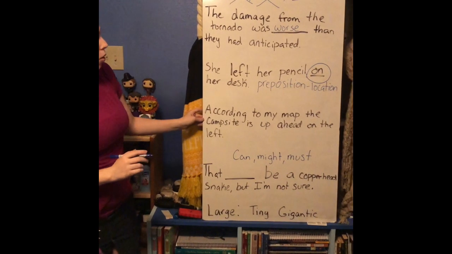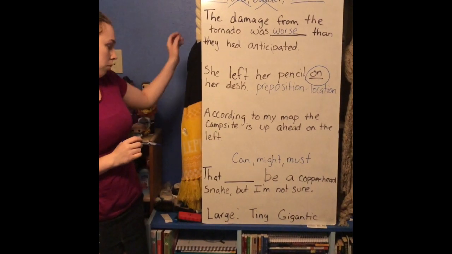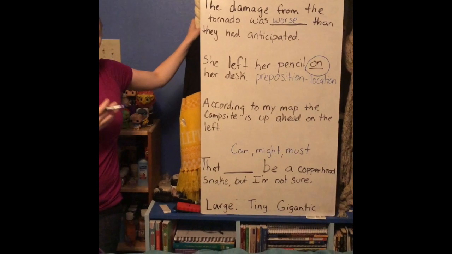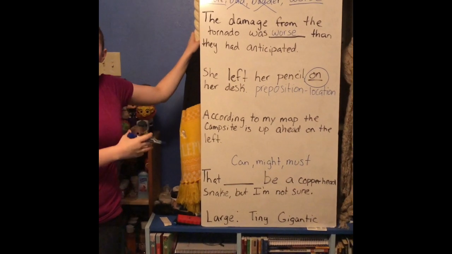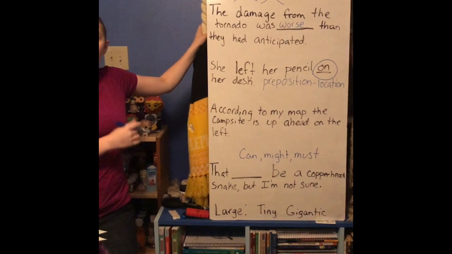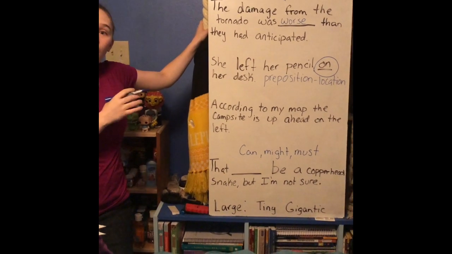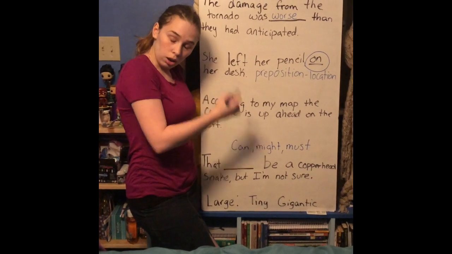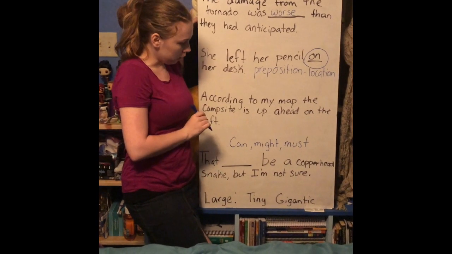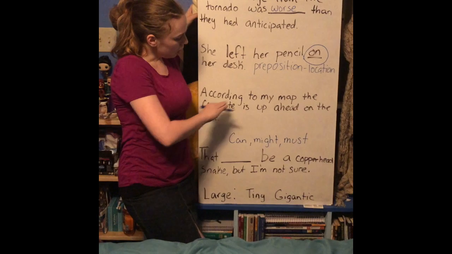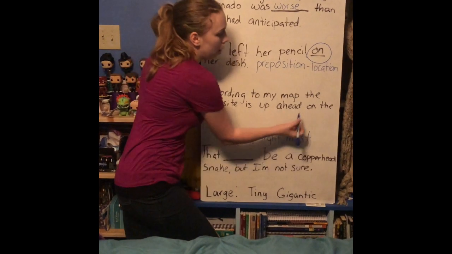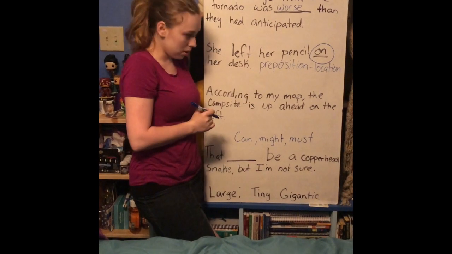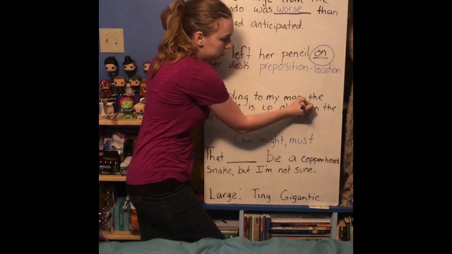This one, according to my map, the campsite is up ahead on the left. Now, this has an introductory phrase or element. We talked about that a comma is supposed to go after an introductory phrase or word. So in this sentence, according to my map is the introductory element or phrase of this sentence. So a comma goes after it.